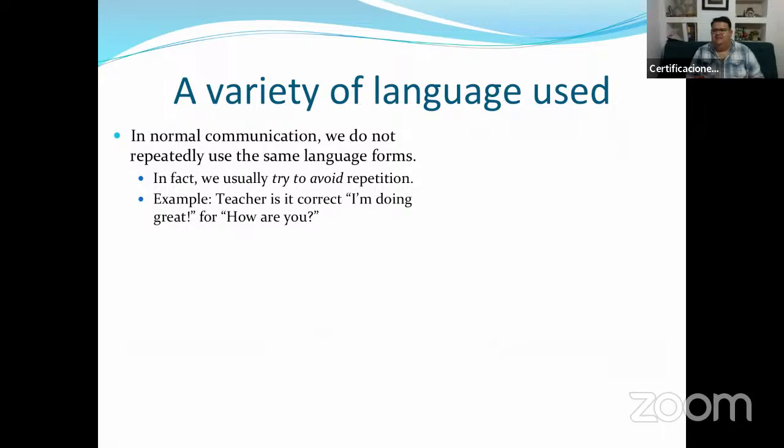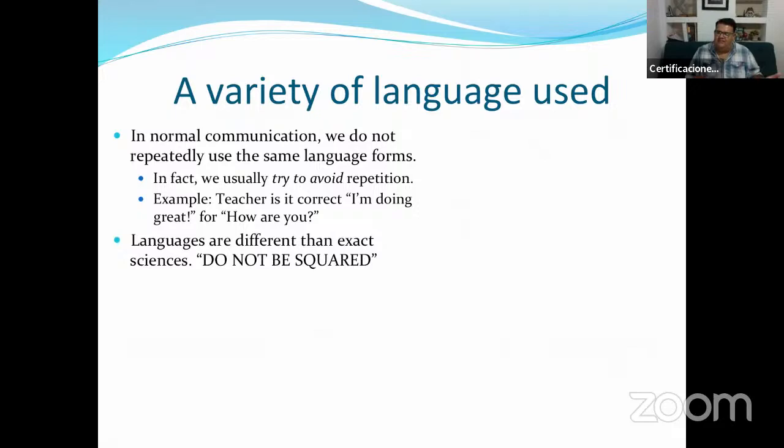If a student says, hello, how are you? And the student responds, good, teacher, I'm doing great. Would you tell them, no, no, no, you need to say, fine, and you? No, exactly, that's the point. A variety of language use. You need to give them real situations, real authentic English.